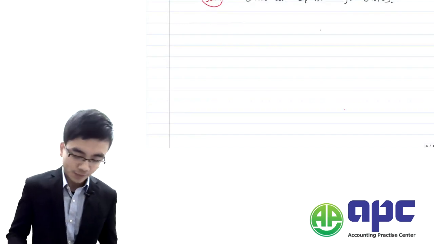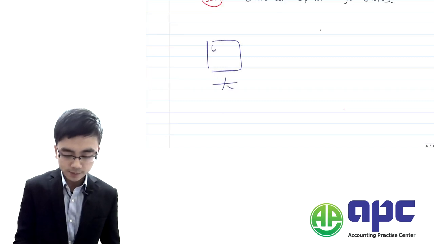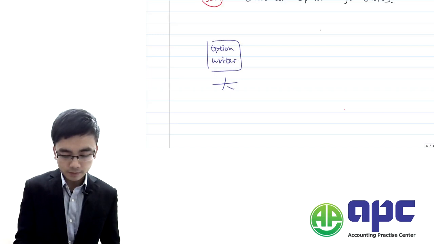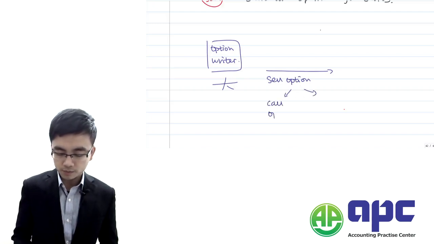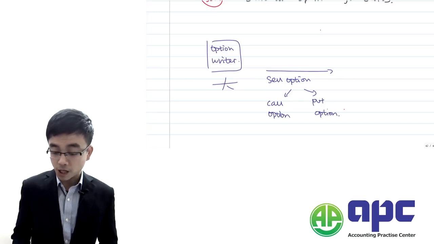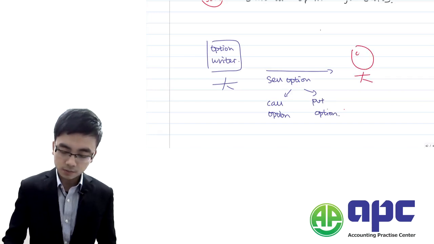So first of all, if we are the option writer, we sell the option that can either be the call option, which allows another party to buy, or put option, which allows another party to sell, to the option holder.